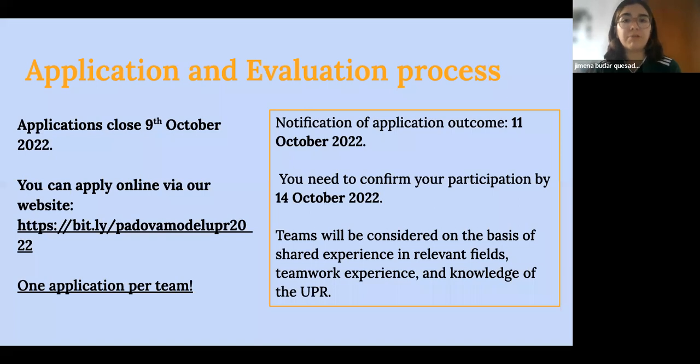On the 11th, we notify the teams that were selected. And we will notify everyone. And by the 14th, we will need the selected teams to confirm their participation. Teams will be selected on the basis of their shared experience in the relevant fields, the teamwork experience you may have, and the knowledge that you may have on the UPR.